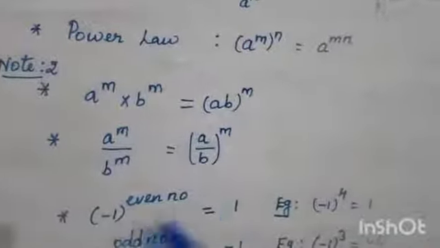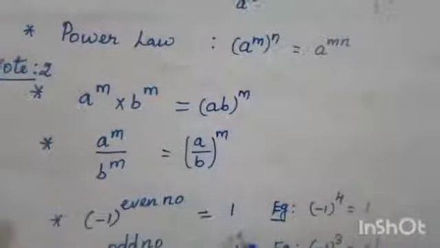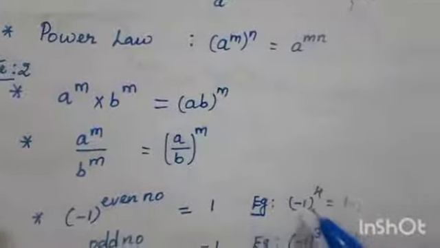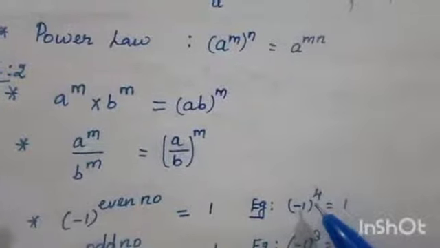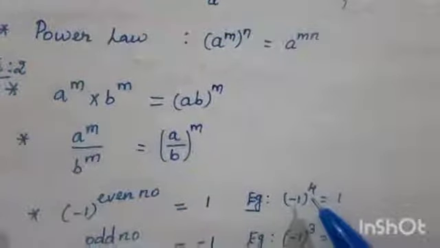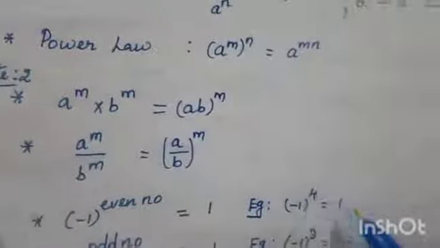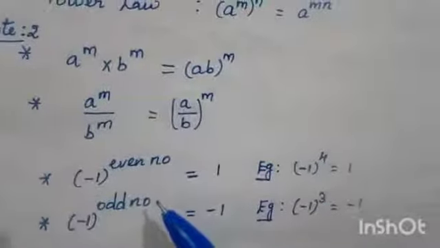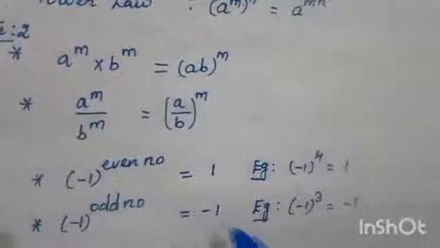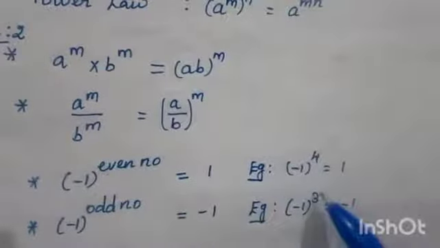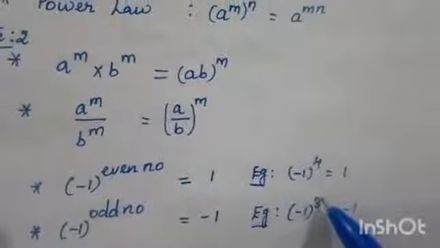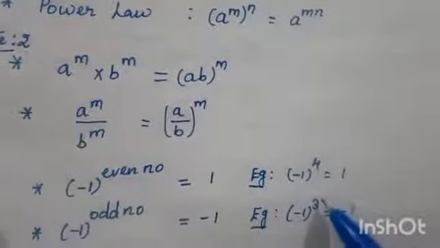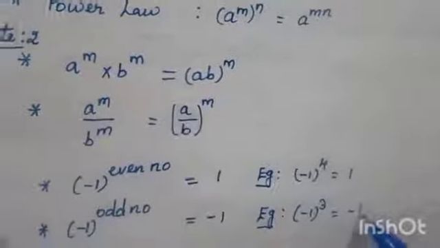Suppose minus 1 whole power an even number is equal to 1. Even number means minus 1 whole power 2, 4, 6, 8, 10, 100, 1000. Whatever even number you have, the answer becomes 1. Minus 1 whole power an odd number is equal to minus 1. For example, minus 1 whole power 1, 3, 5, 7, etc. That is equal to minus 1.